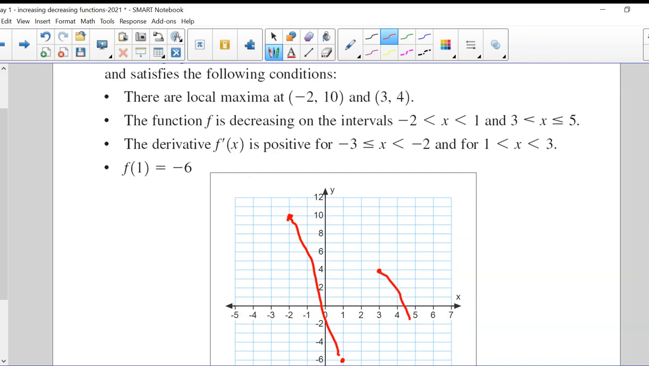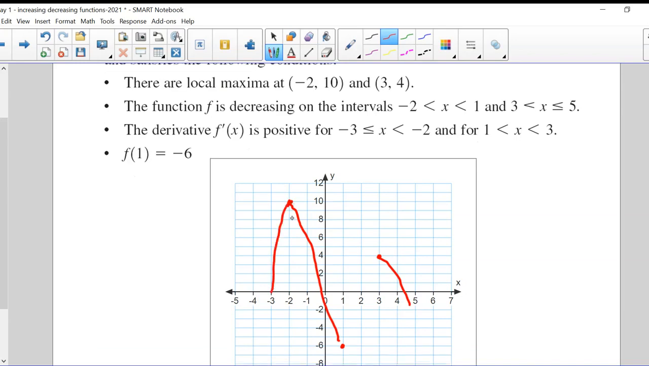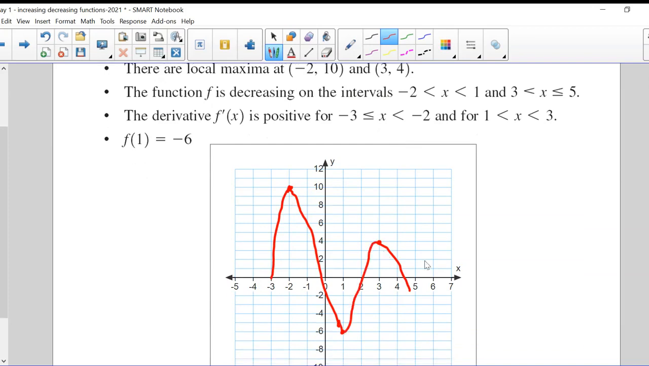So between -3 and 2, let's say this is -3 and 2. So -3 to 2, it's increasing. So something looking like that. And then from 1 to 3, it's increasing again, so maybe it comes down here, and it's increasing again from there. F of -1 is 6.